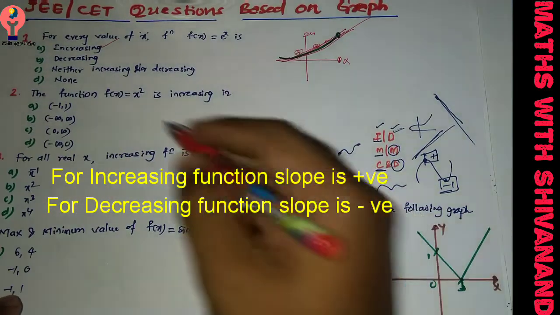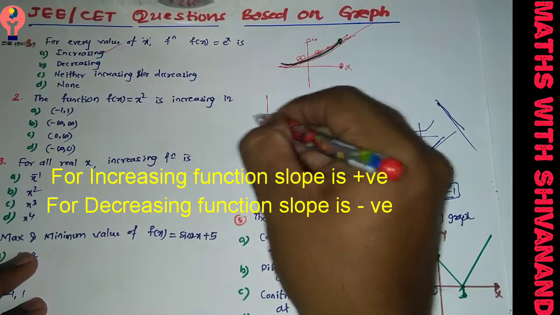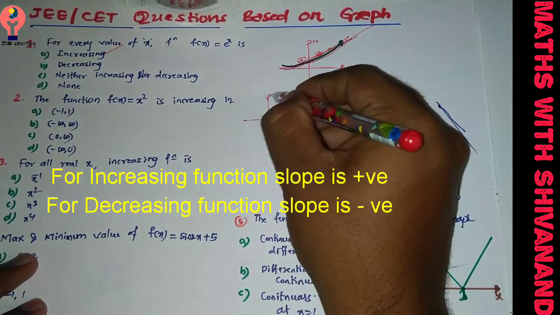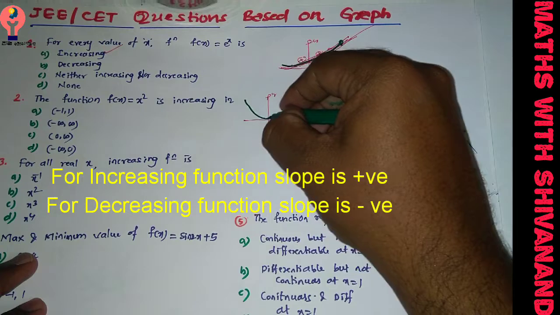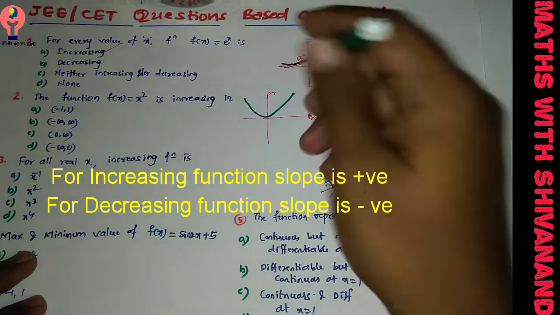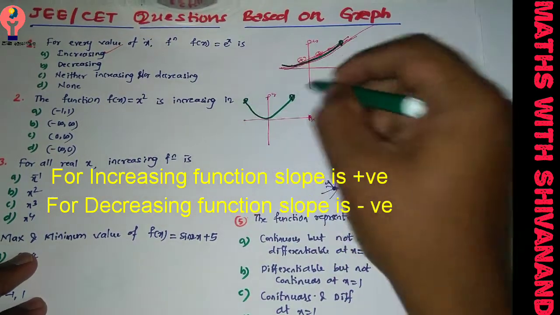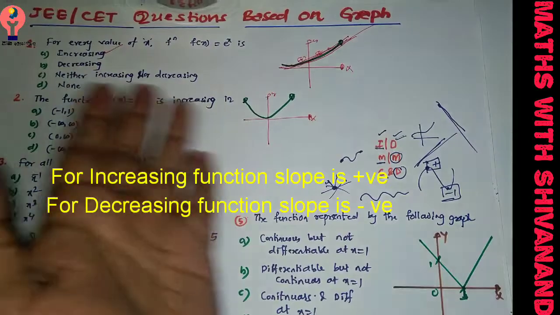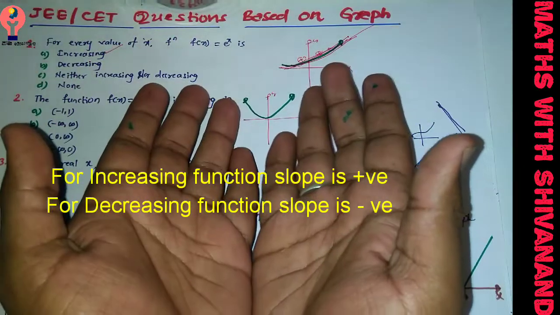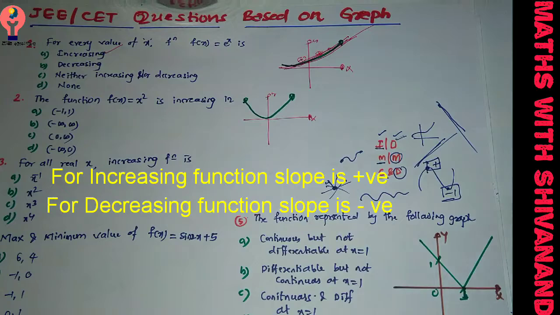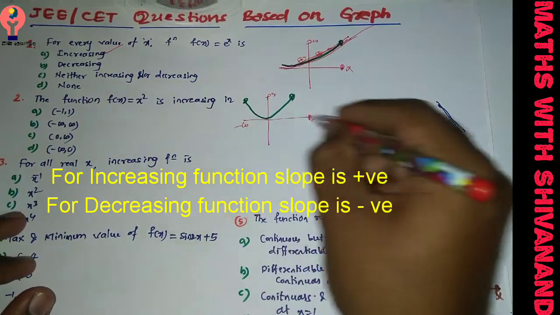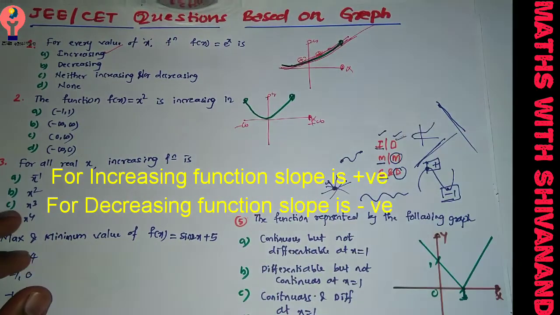Question number 2. The function f of x is equal to x square. So sketch the curve here. f of x equal to x square. It's a smiley function, the most beloved function. See here, on both sides the function is running towards infinity, since the leading coefficient is positive. Minus infinity, plus infinity. Check the behavior. I need to check increasing or decreasing, right?